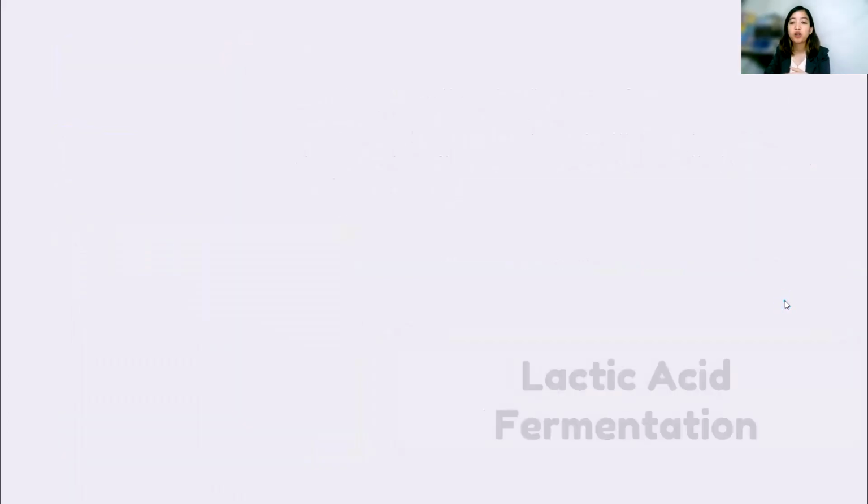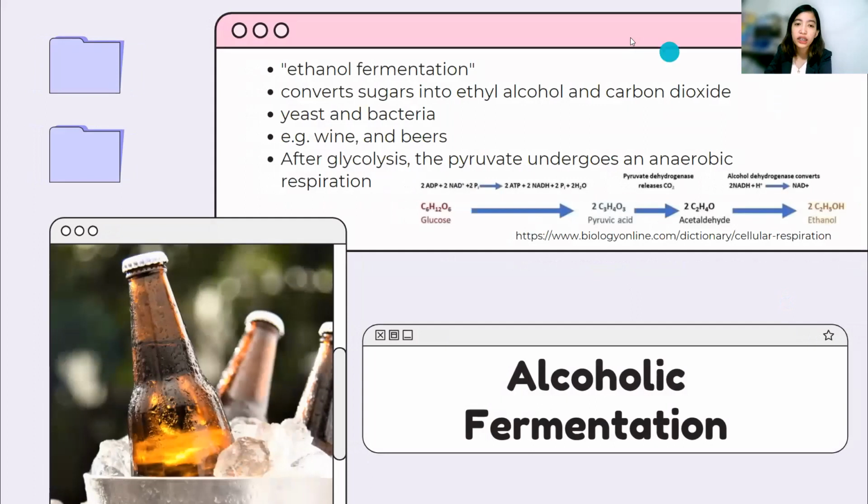Next is alcohol fermentation, or what we call ethanol fermentation. Here we convert to ethanol and carbon dioxide, and it happens with the presence of yeast and bacteria. Examples of this are our wines and beers. And after glycolysis, the pyruvate that is produced, when there is no oxygen present, undergoes anaerobic respiration, which is alcoholic fermentation.